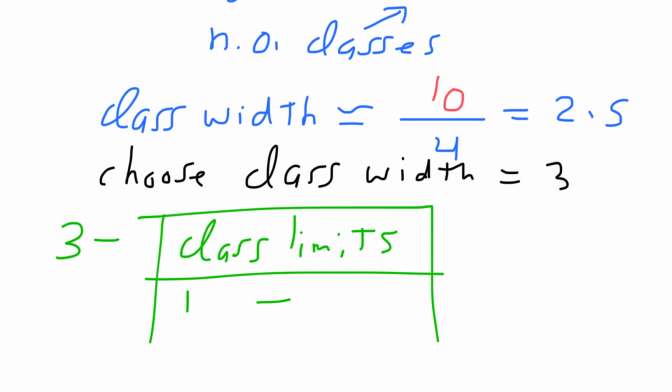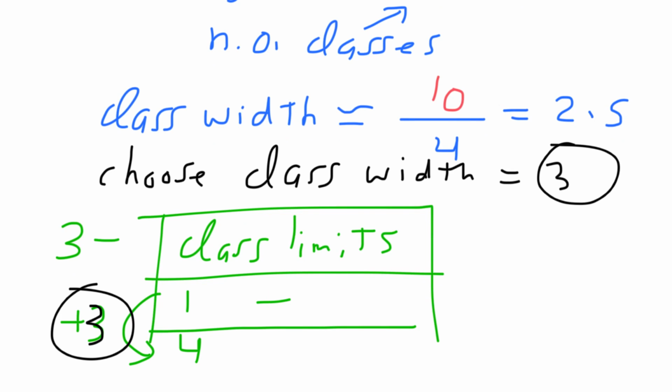Because the class width is 3, and remember the class width means the distance between classes, the new class will start at 1 plus 3, which is 4. I simply added 3 here. I don't add 3 to the class limits to get the class width. This is a common mistake. Be careful. The class width is the distance between the starts of classes, not the difference between class limits. This will be the beginning of the new class, and so on.